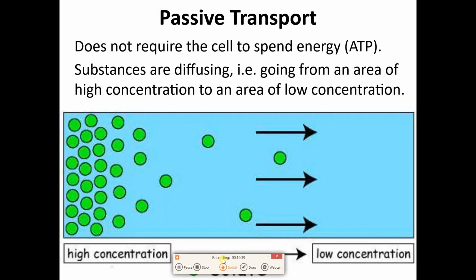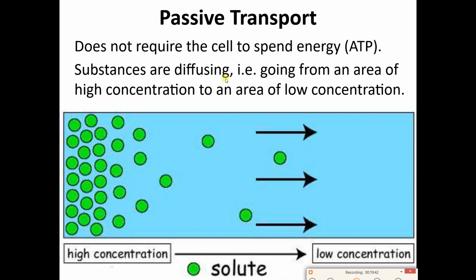Like we just said, passive transport does not require the cell to spend energy, to spend that ATP. So in this case, because we're not spending energy, substances are simply diffusing. So they're going from an area of high concentration to an area of low concentration. Things that are in solution are going to diffuse from where there's more of them to where there's less of them. And diffusion is going to be a type of passive transport.